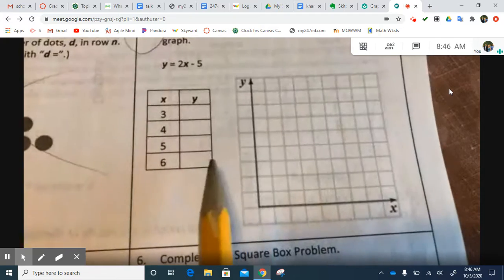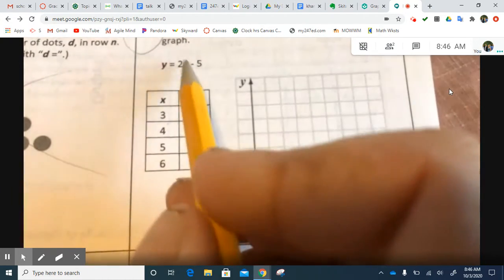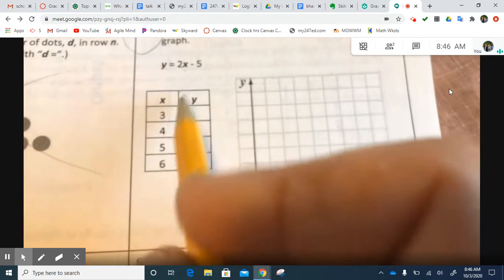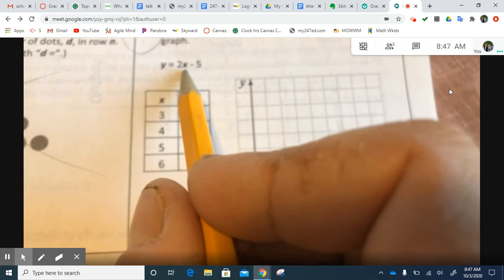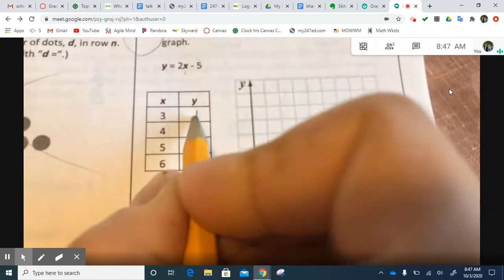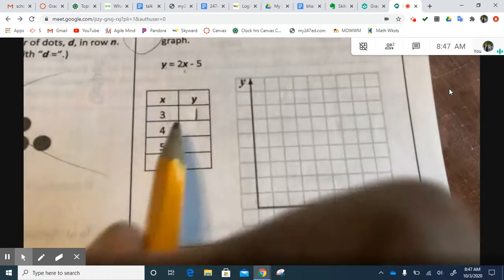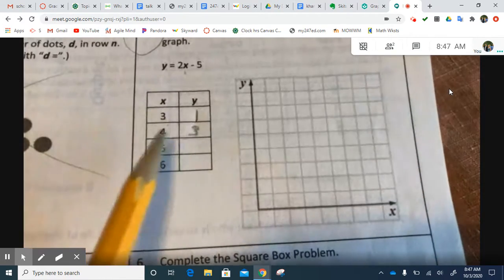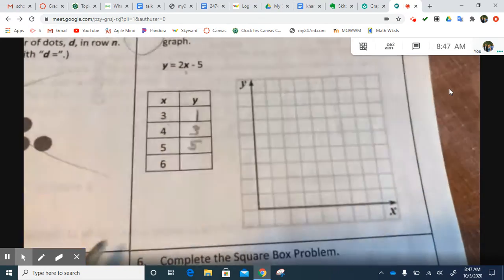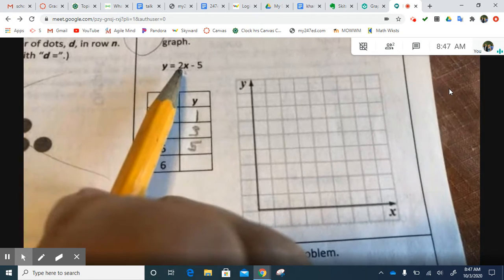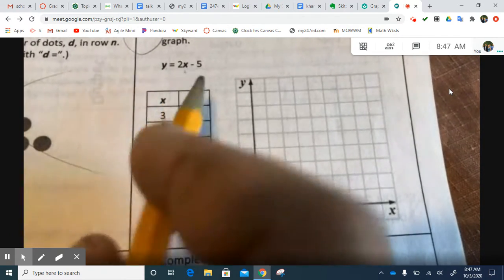Use the rule to fill in the table, then make a graph. Okay, so we're going to take the x value, put it up here into the equation, and solve for y. So 3 goes right up here. 2 times 3 is 6, and then 6 minus 5 is 1. Take your 4 and put it up there. 2 times 4 is 8. 8 minus 5 is 3. 2 times 5 is 10, and 10 minus 5 is 5. And 2 times 6 is 12, and 12 minus 5 is 7.